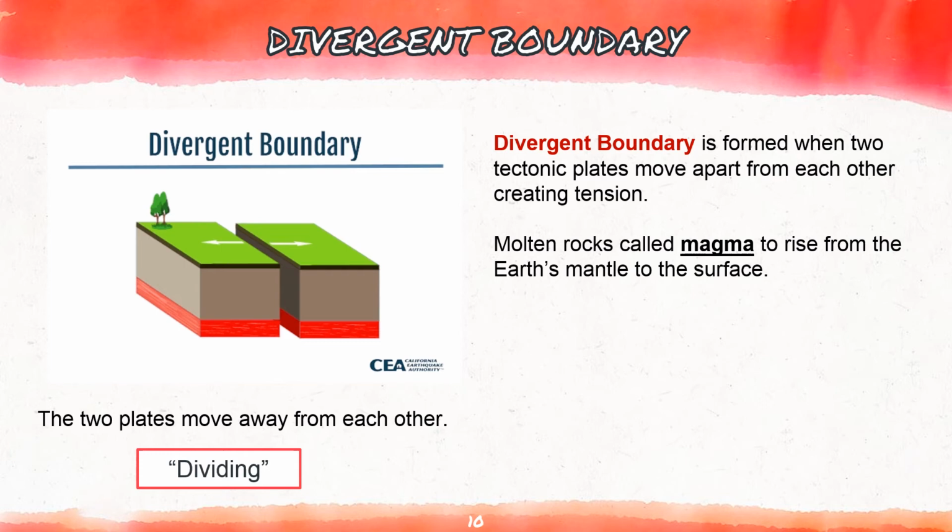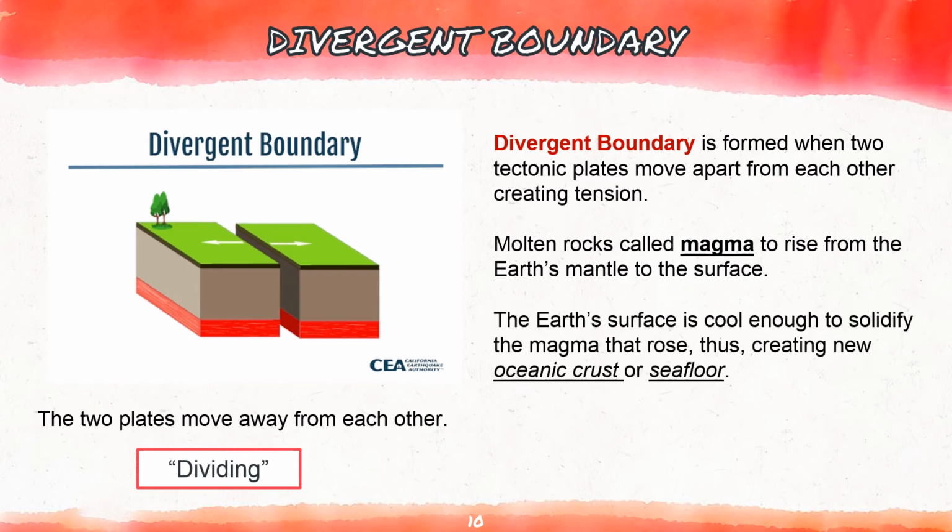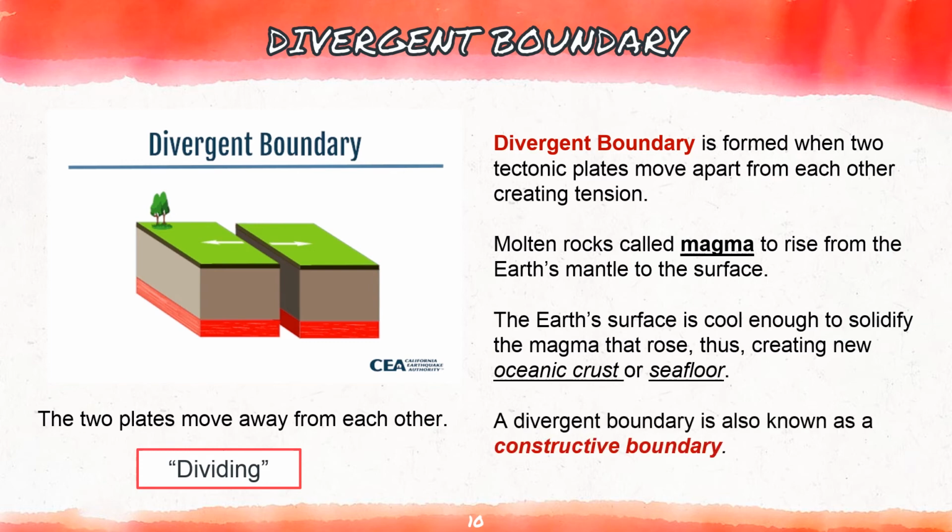Molten rocks called magma rise from the Earth's mantle to the surface. The Earth's surface is cool enough to solidify the magma that rose, thus creating new oceanic crust or seafloor. Therefore, we can also say that a divergent boundary is also known as a constructive boundary.